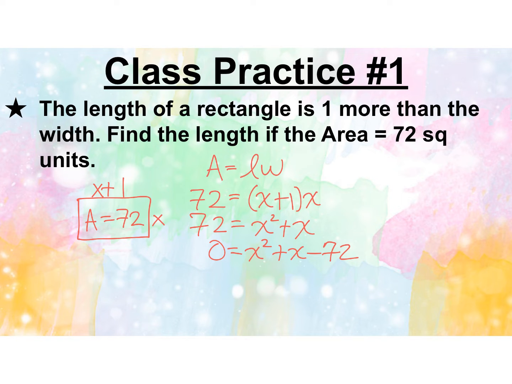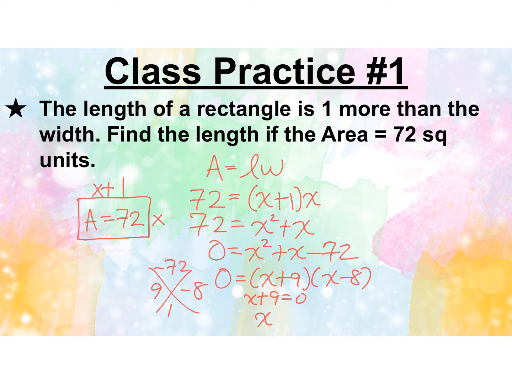That's a quadratic trinomial that is ready for factoring. So we're thinking about what multiplies to negative 72 and adds to 1. That's going to be 9 and negative 8. So I'm going to write it in factored form, x plus 9 and x minus 8. That's set equal to 0, so I'm going to use the zero product property to set each equal to 0 and solve. I get negative 9 and I get 8. But negative 9 doesn't make sense, so I'm going to say that the width is 8, but they want to know the length, so when I plug that in, the length is going to be 9.